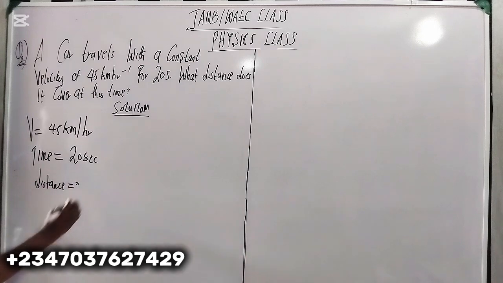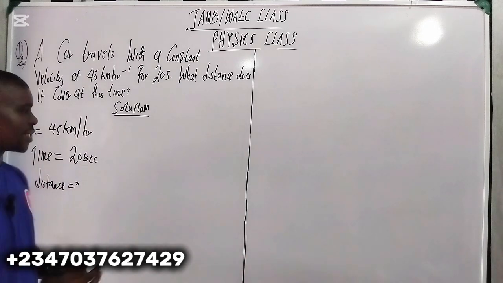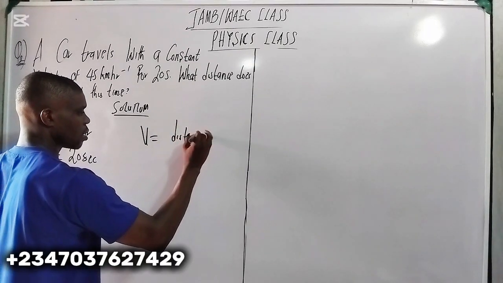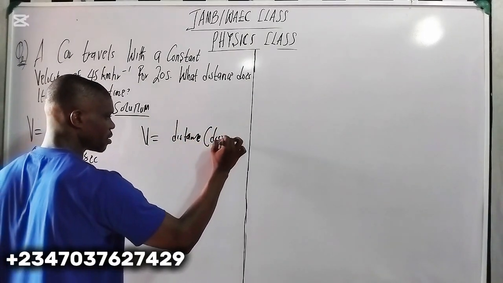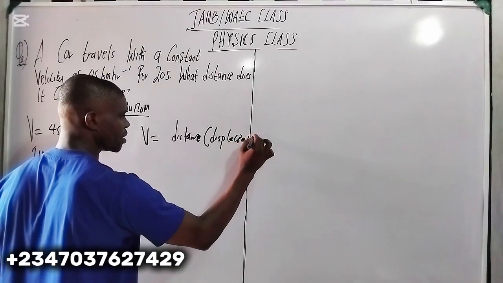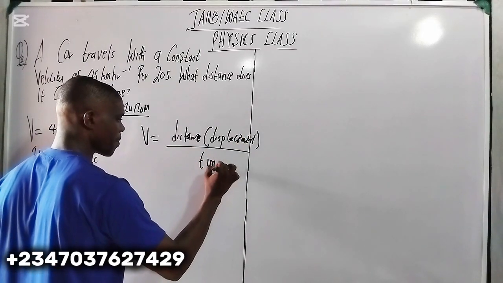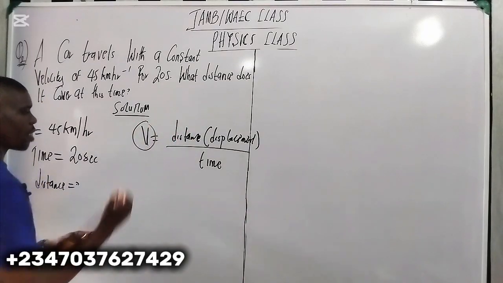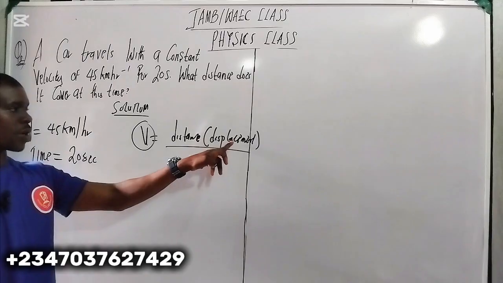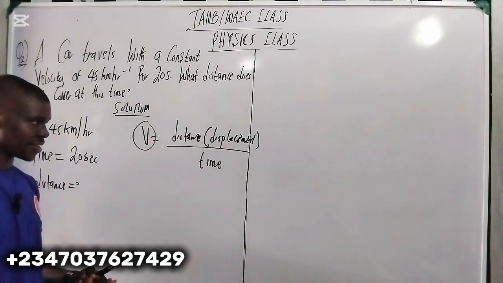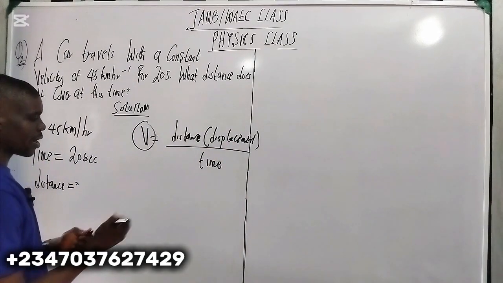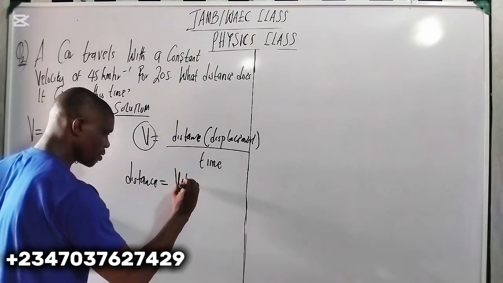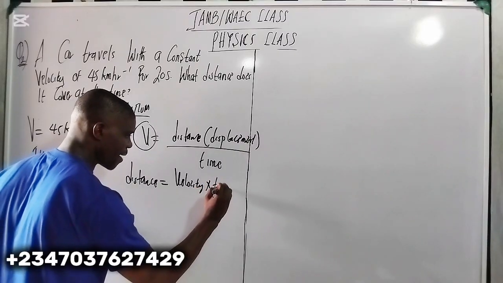Now, one thing to understand here: remember, velocity is equal to distance, or displacement, over time. They give us our velocity and they give us our time. They want us to calculate displacement or distance. So if you want to calculate distance here, just multiply: distance equals velocity times time.